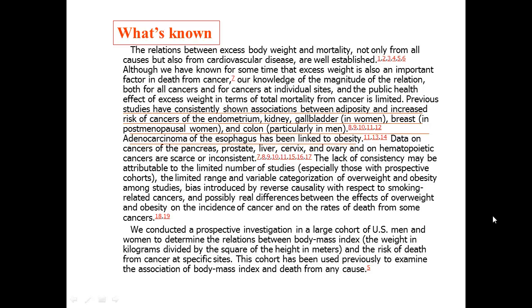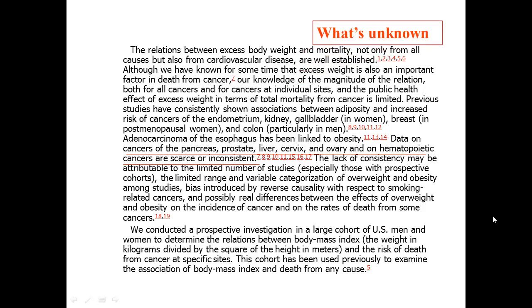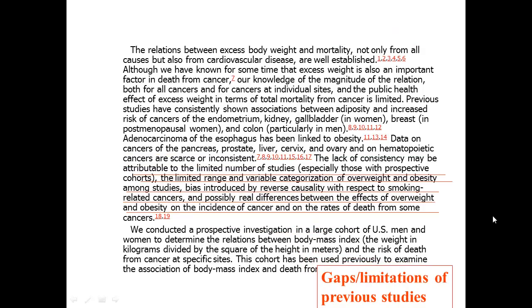However, they're jumping back now to what's unknown. There are these other cancers, pancreas, prostate, liver, cervix, etc., where the data are scarce or inconsistent. Notice how many studies they're citing here. They're citing a whole pile of studies. So they're giving you a very high-level summary saying, well, we've got all of these other studies on these other cancers and we don't have a consistent result. That is, some studies may show one thing, some show another, or there just may not be many studies on those particular organs.